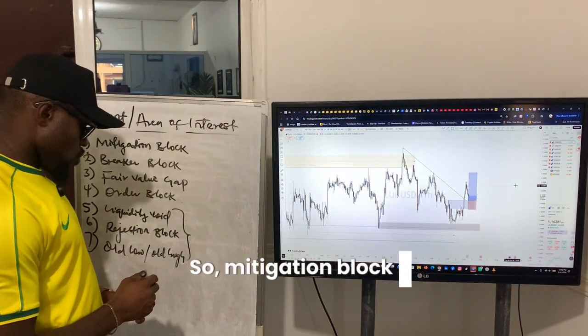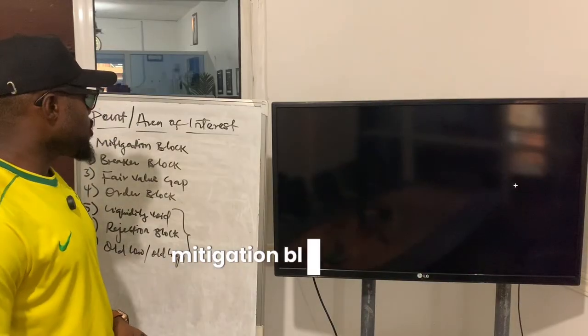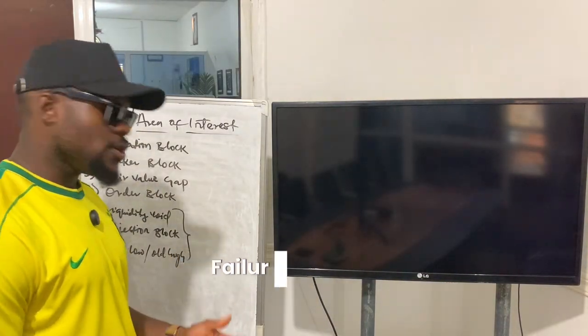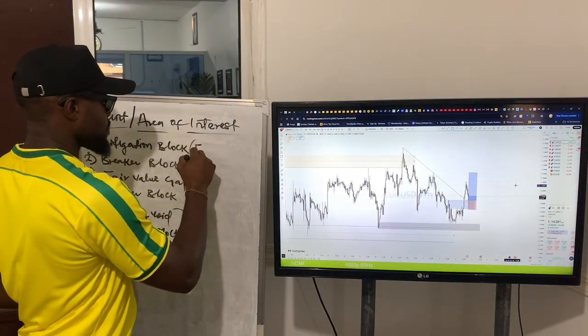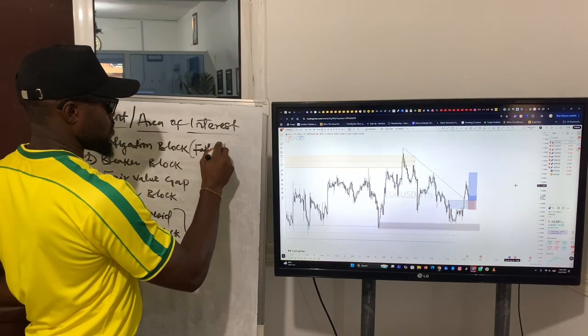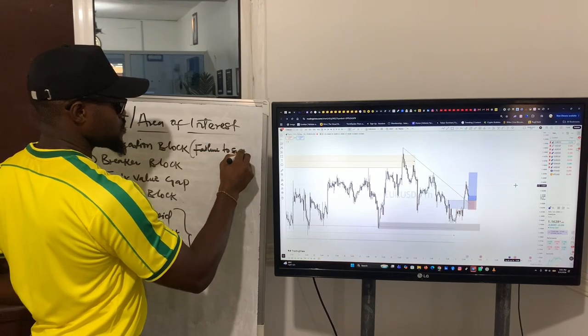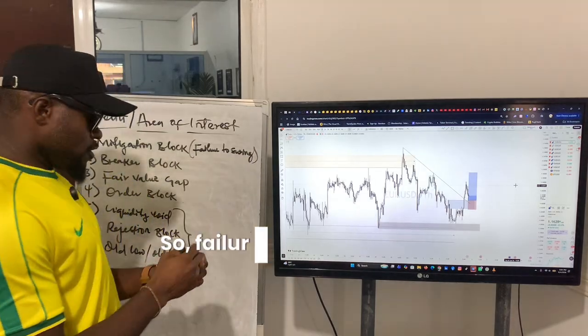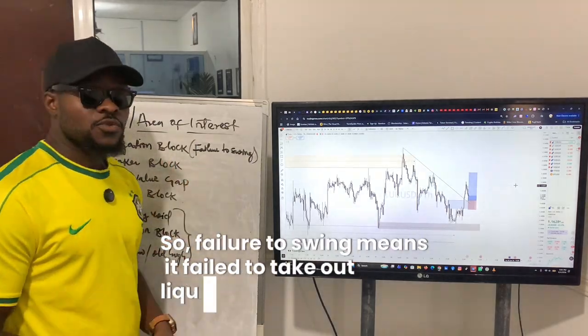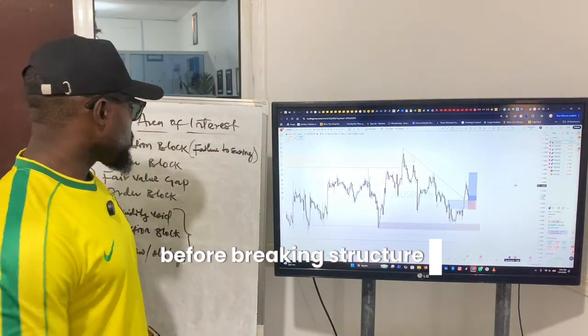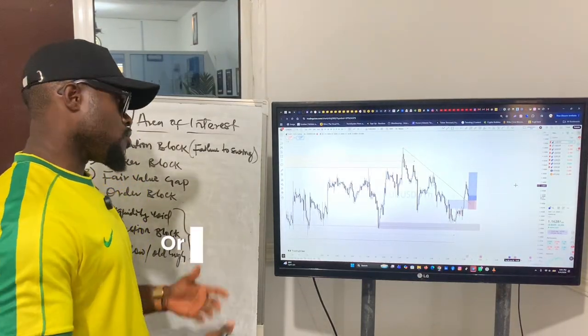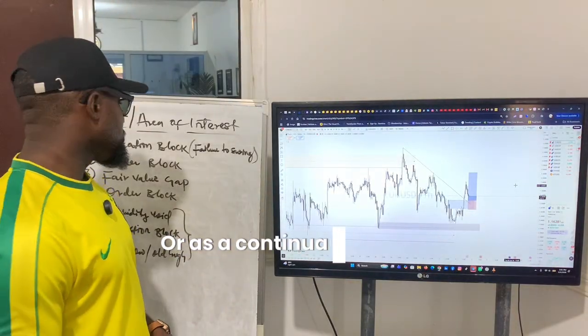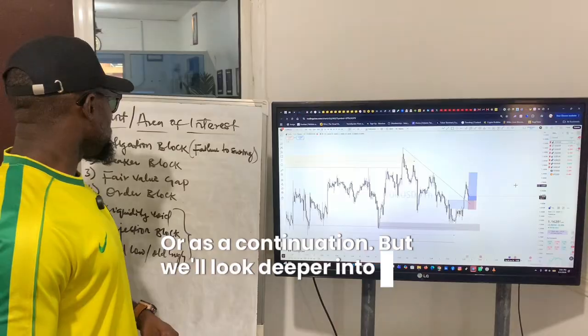So mitigation block, what is mitigation block? So mitigation block is as a result of what? Failure to swing. What does that even mean? So failure to swing means it failed to take out liquidity before breaking structure to the opposite direction or as a continuation. But we'll look deeper into this.